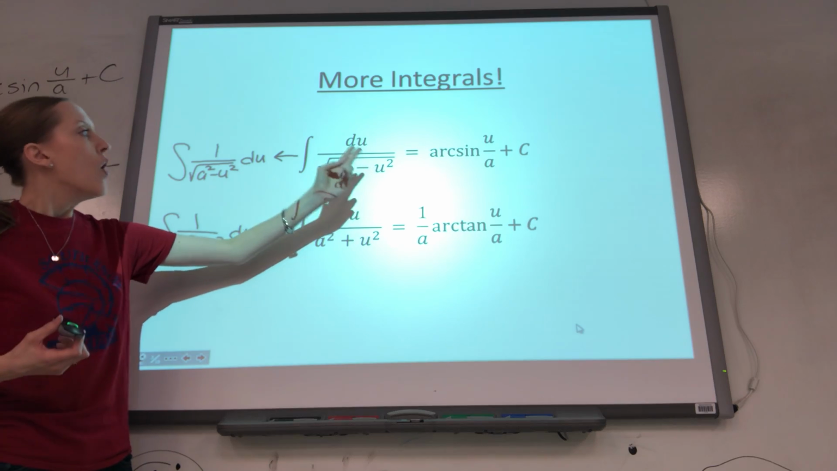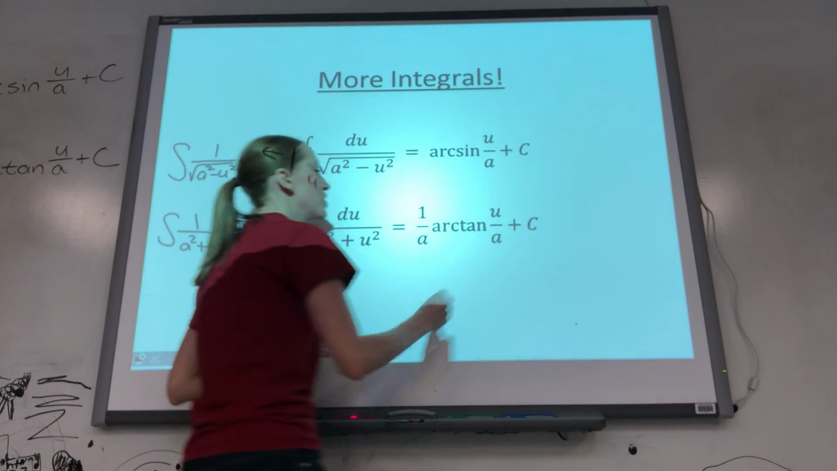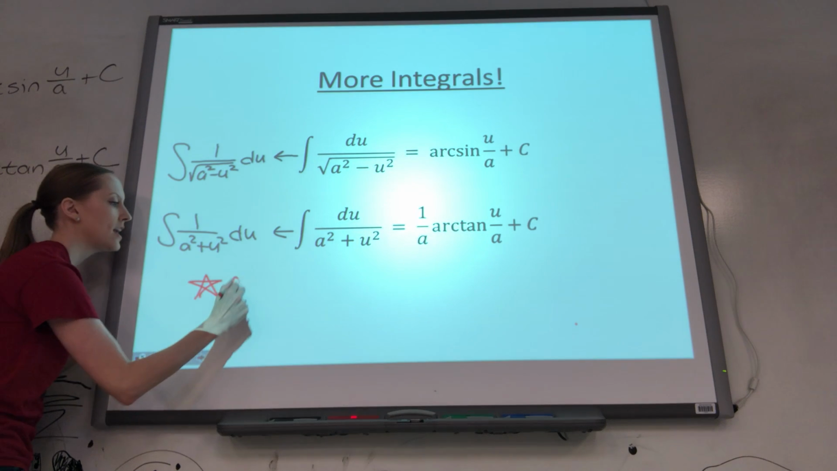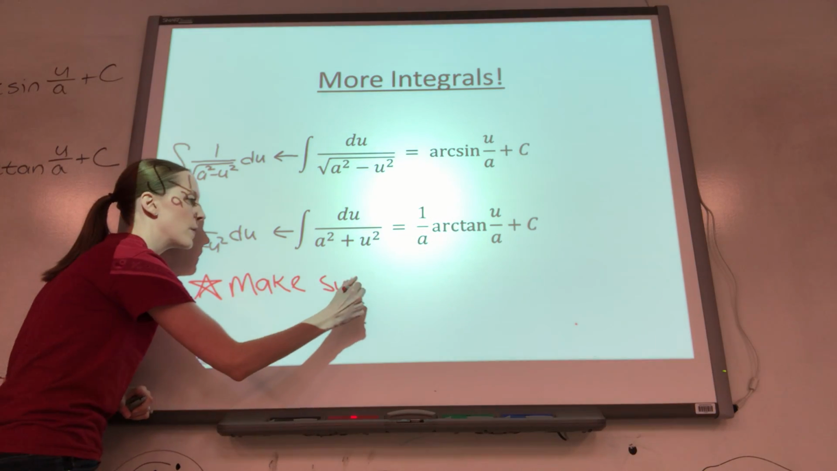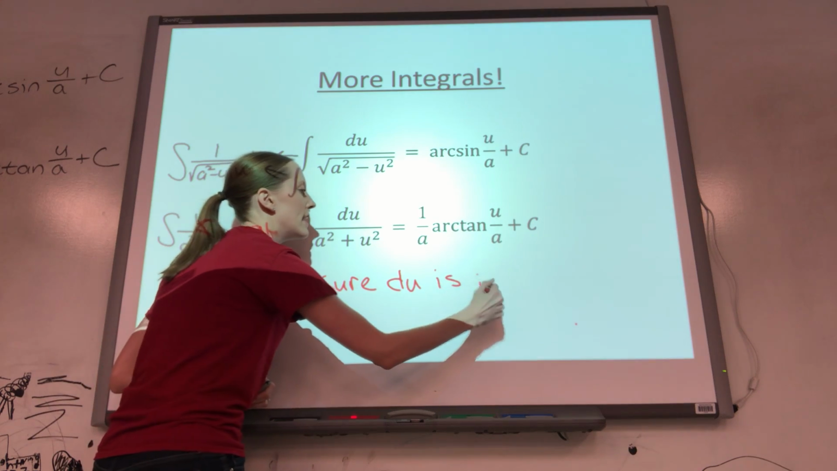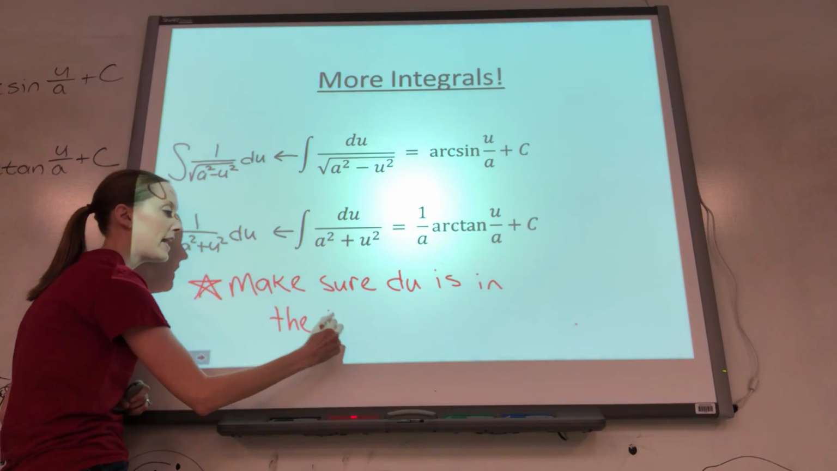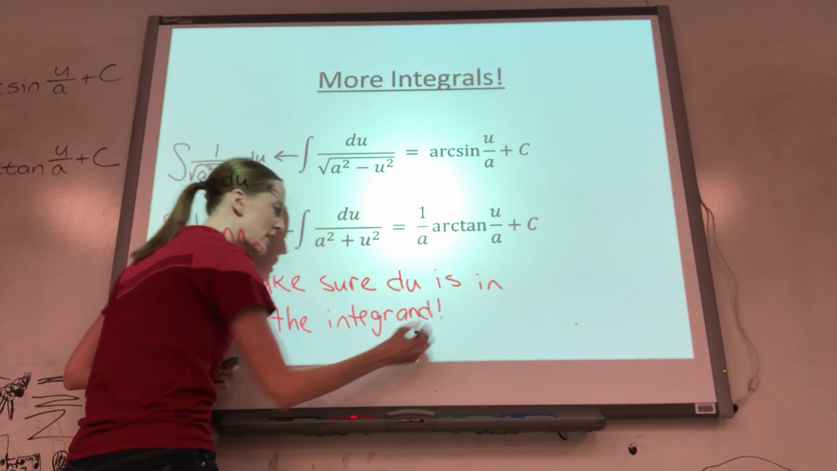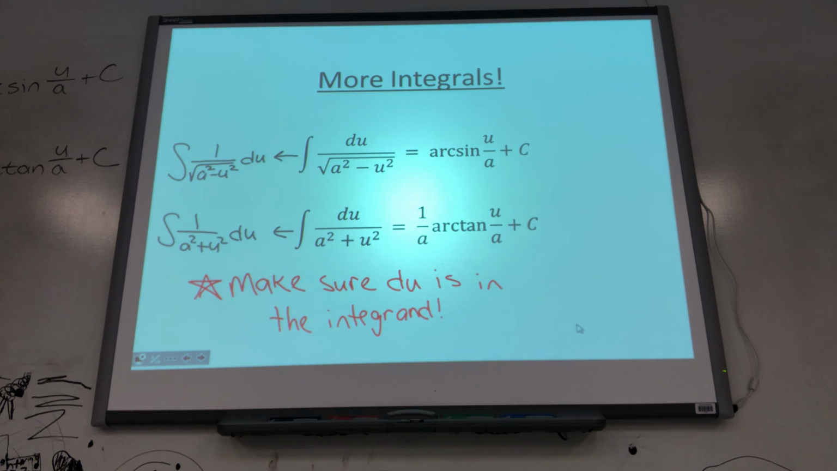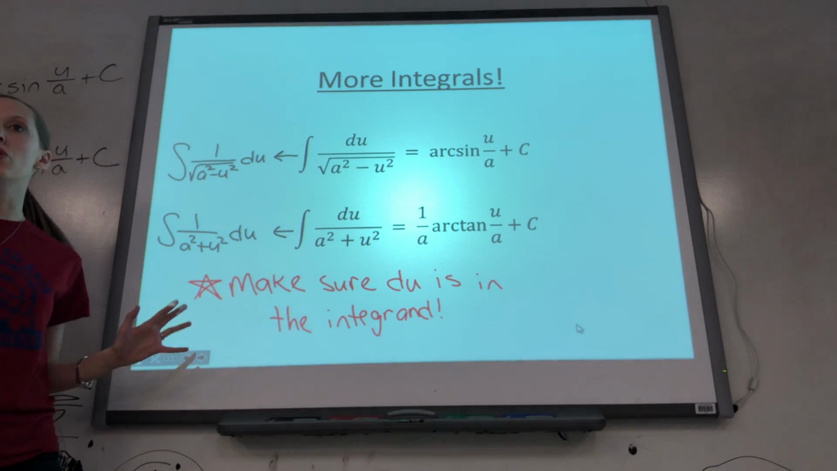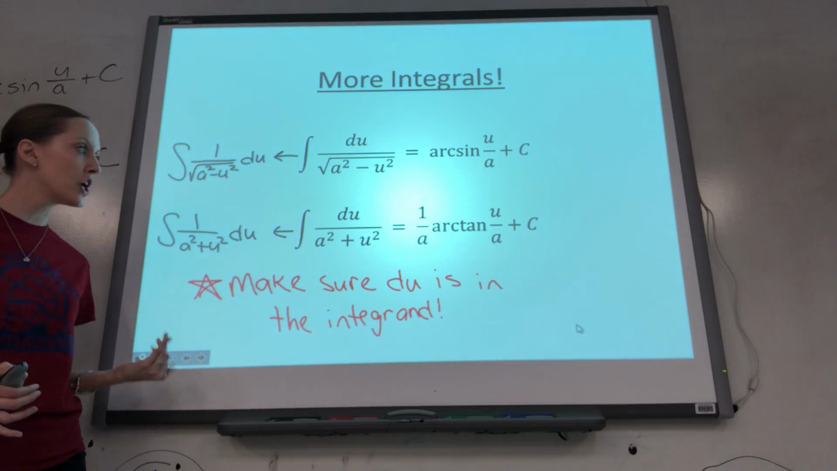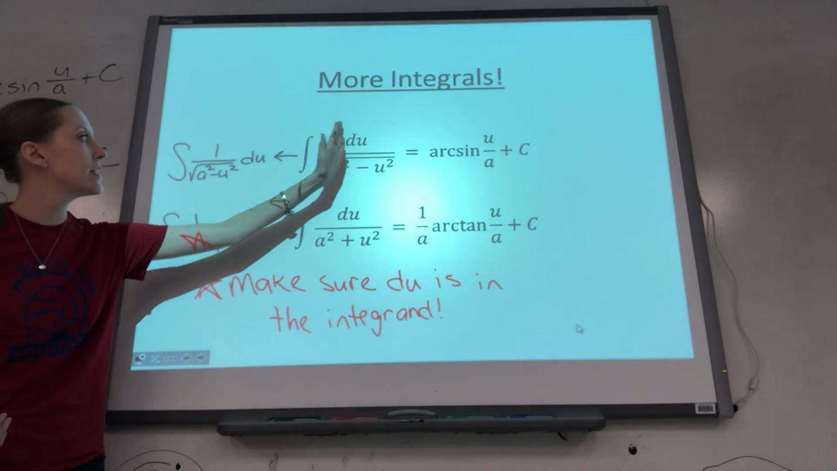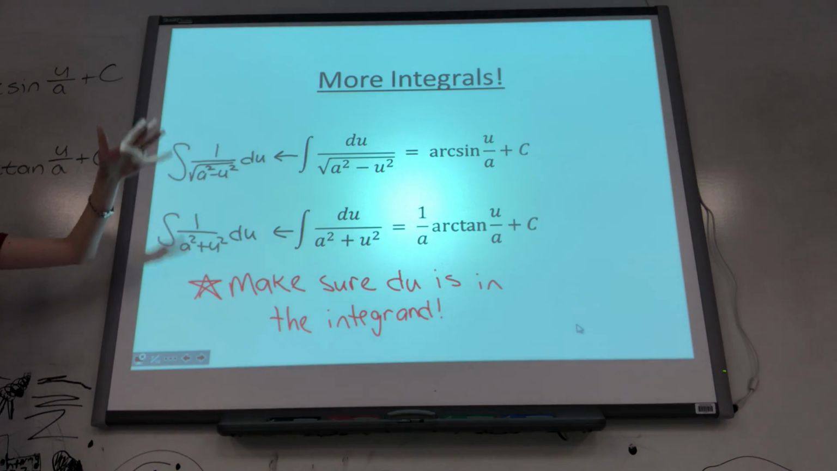Now notice both of these are dealing with u and a, but for the most part I'm worried about u. Whatever u is, make sure du is in the integral, or maybe I should say in the integrand. It's like the typical u substitution stuff. If u is 2x, du is 2, and if you don't have a 2, you need to put a 2 over here and pull a 1/2 out front. We are still going to see some of that stuff today.